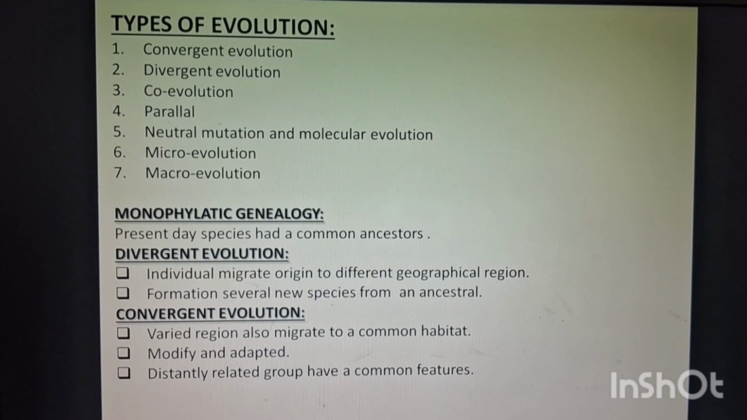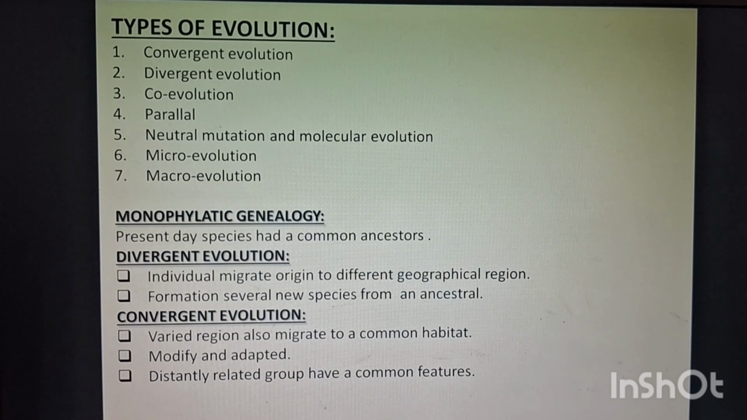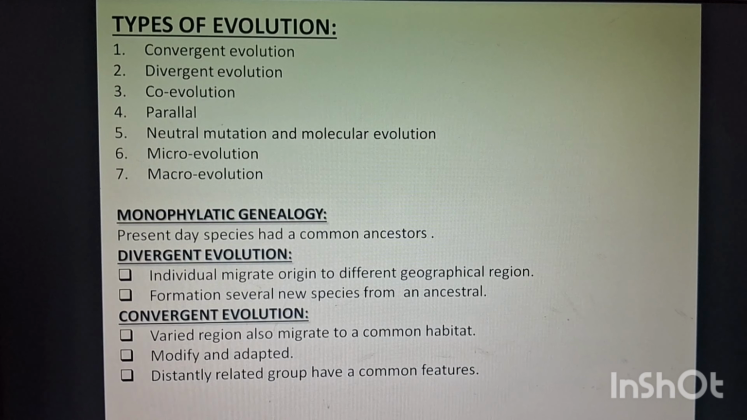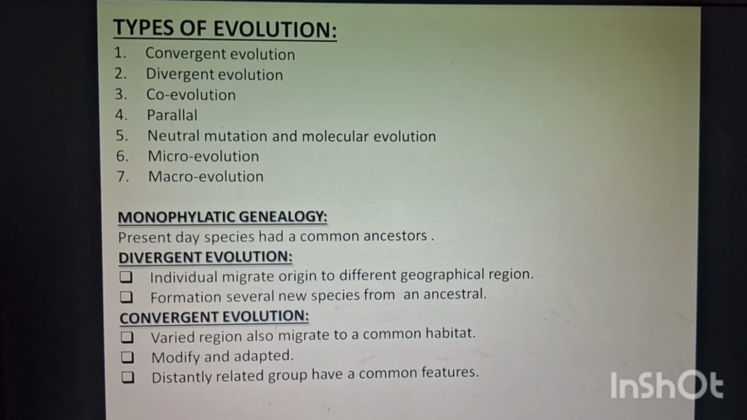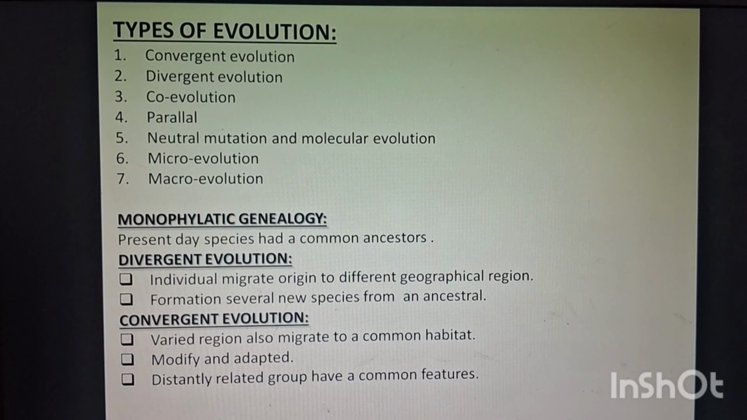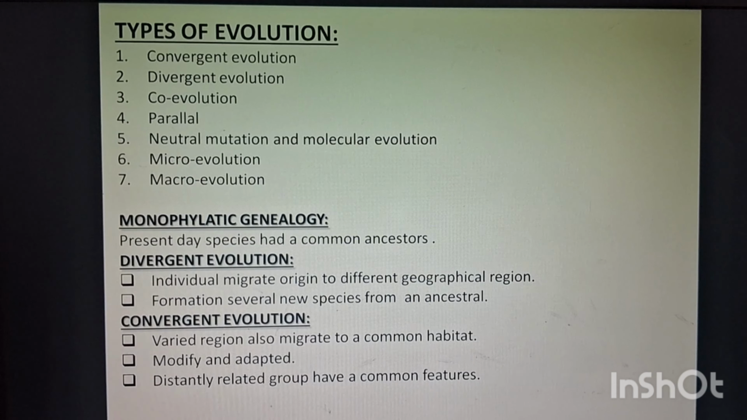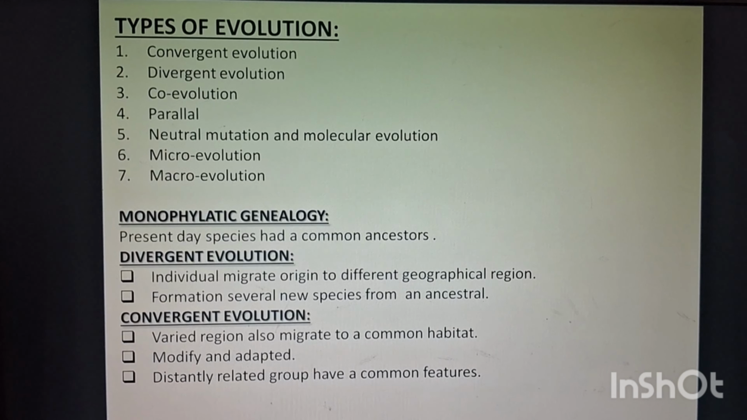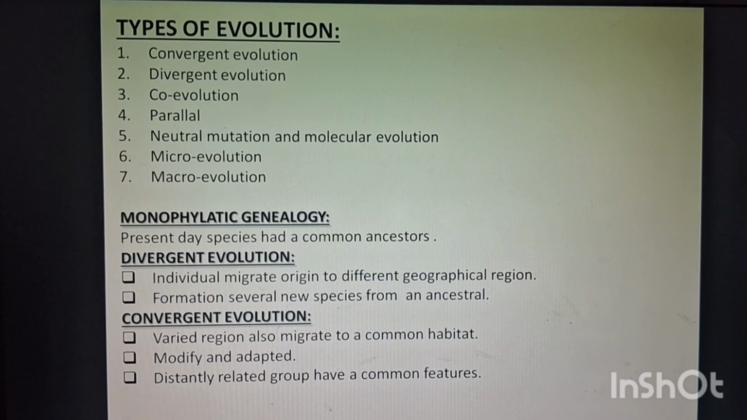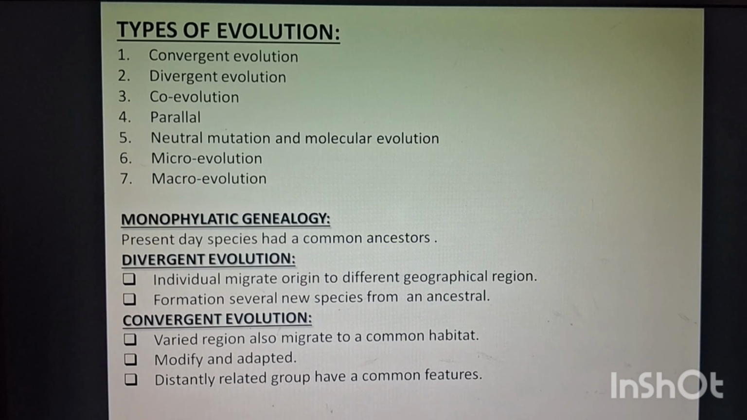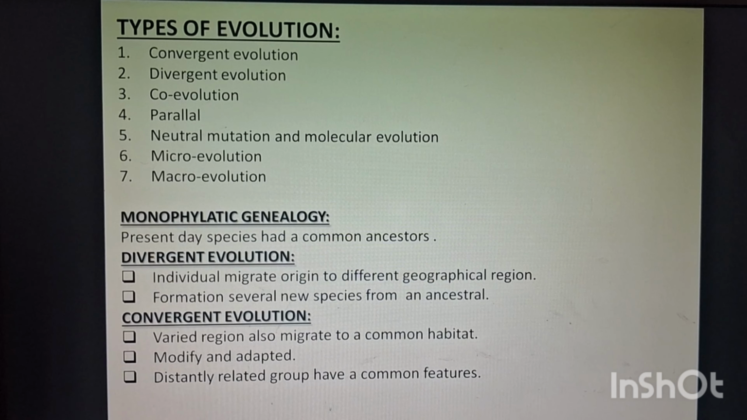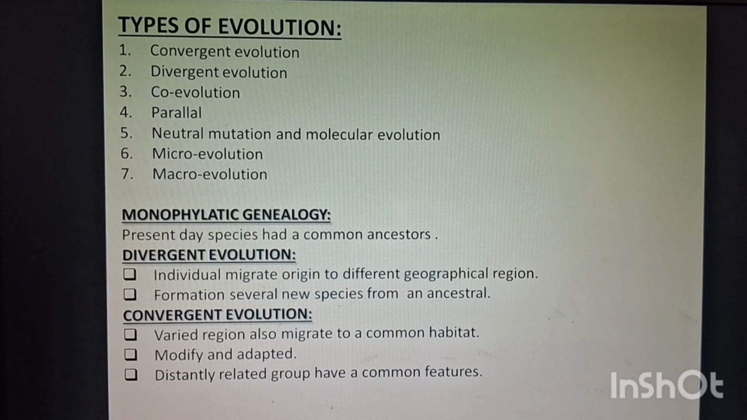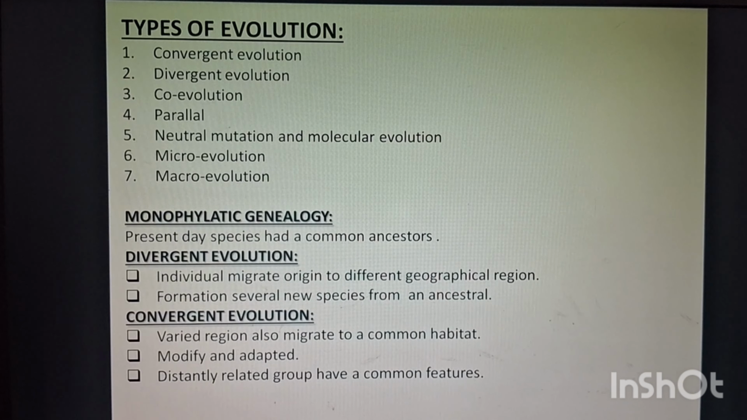Next, what is divergent evolution? Individuals migrate from the origin to different geographical regions and form several new species from an ancestor, which is called divergent evolution. Next, convergent evolution. Individuals from varied regions also migrate to a common habitat. They are modified and adapt their features, and distantly related groups have common features.